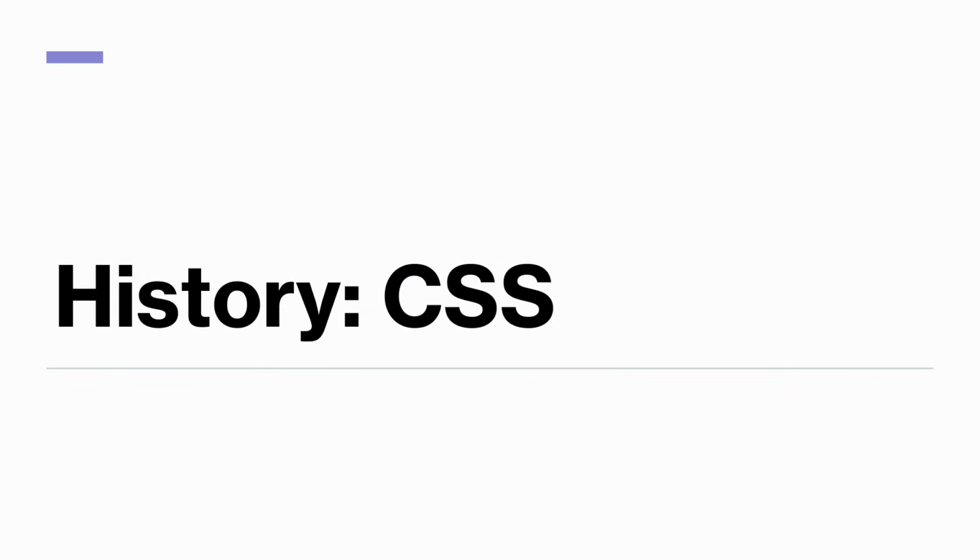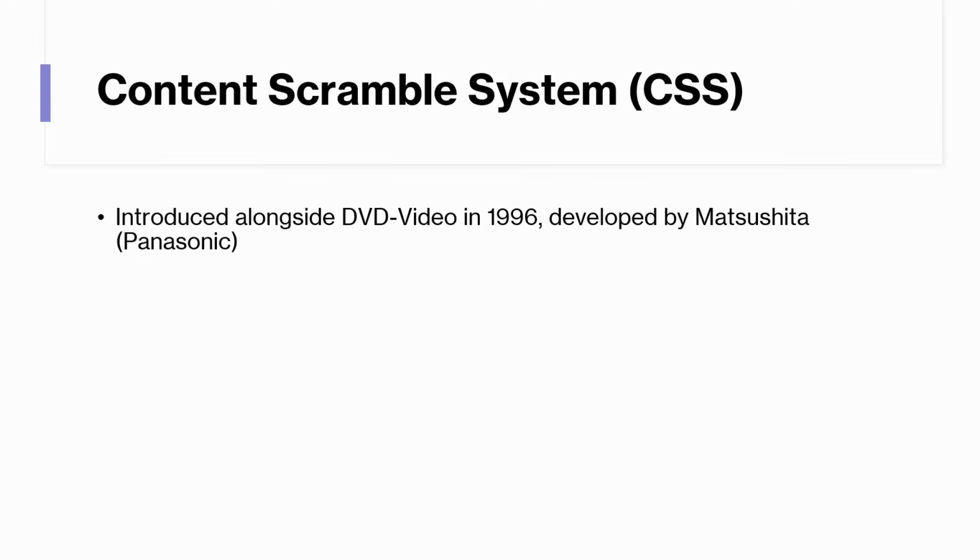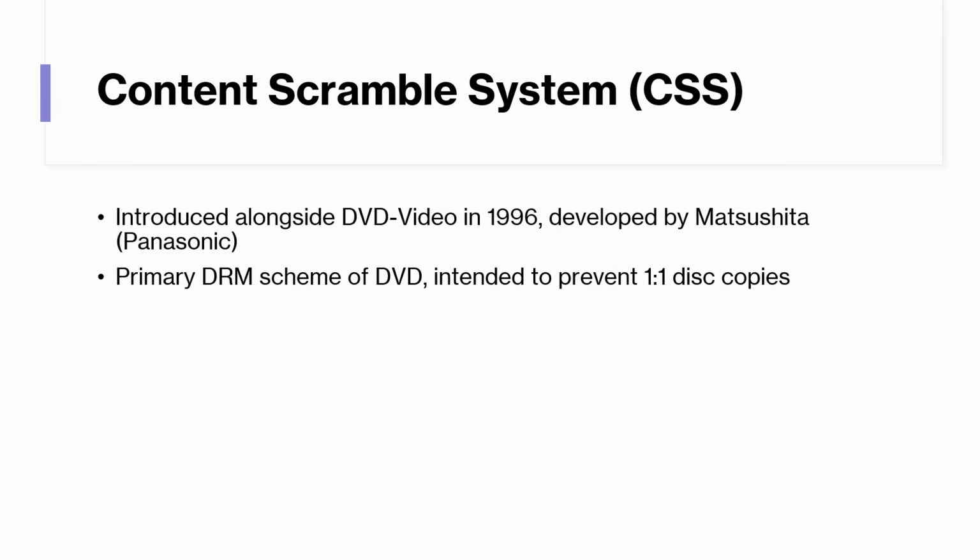So before we get into all that, I want to take a quick detour and do a history lesson on DRM in movies and discs, starting with CSS. Not that CSS. This CSS is the content scramble system. It was introduced back in '96, developed by Matsushita, who's now Panasonic. And it was primarily the DRM scheme of DVD.